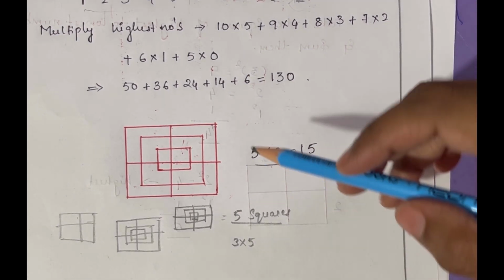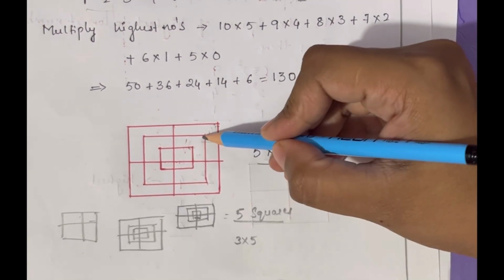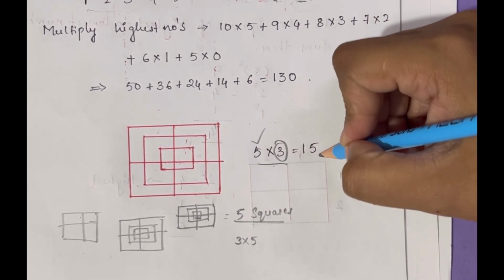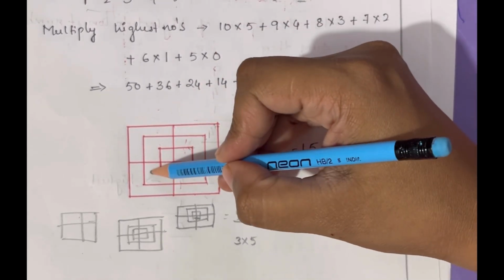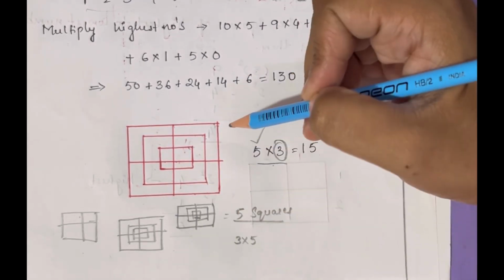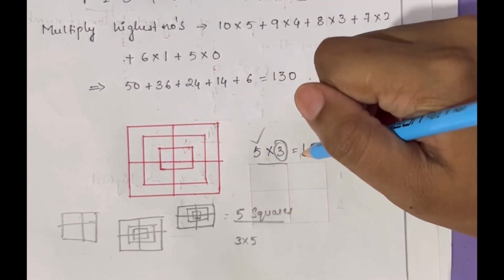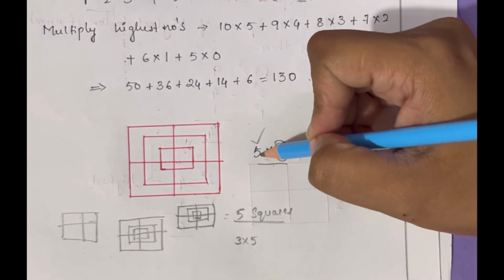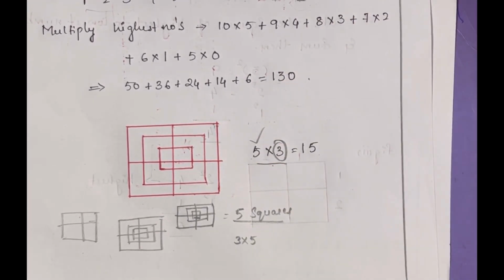Here the number of squares in the figure is 1, 2, 3. So multiply 5 into 3 is 15. If 4 squares are embedded in this, count 4 into 5, that is 20. So count the number of squares and multiply it with 5. You will get the answer.